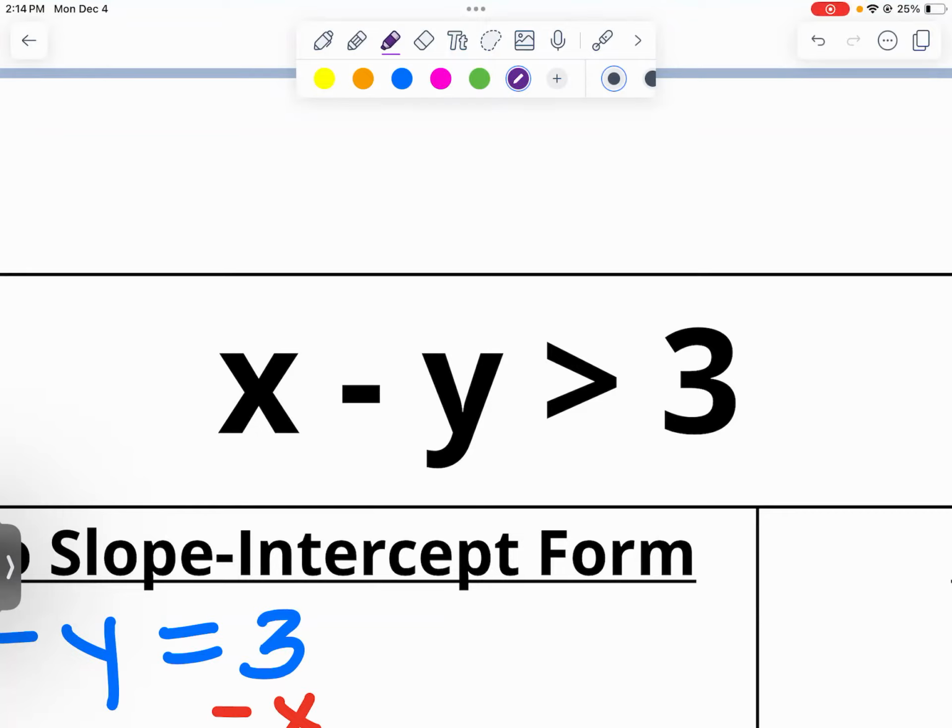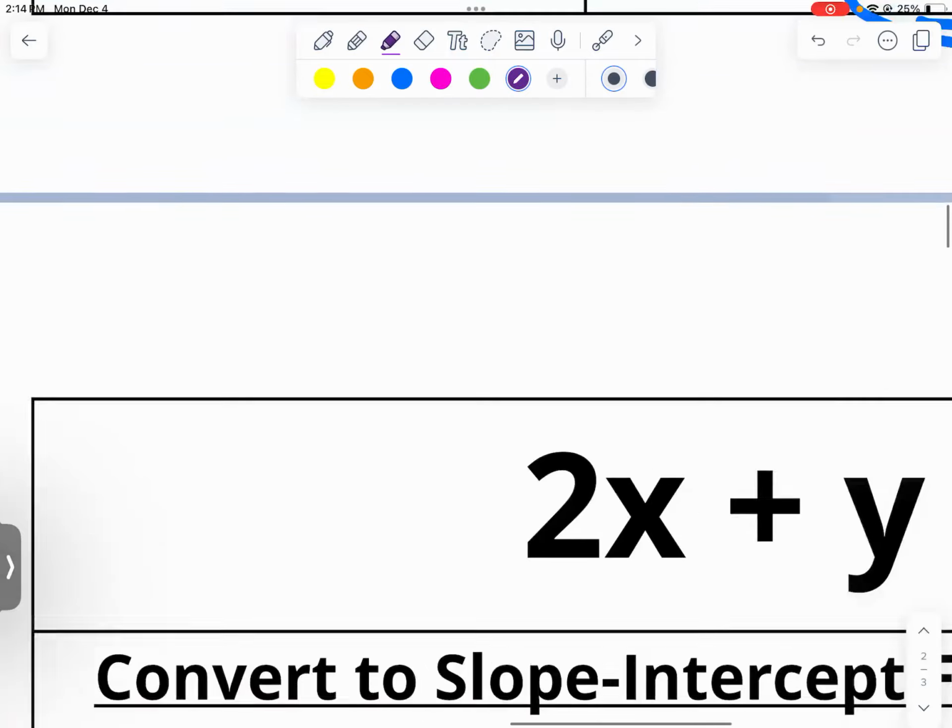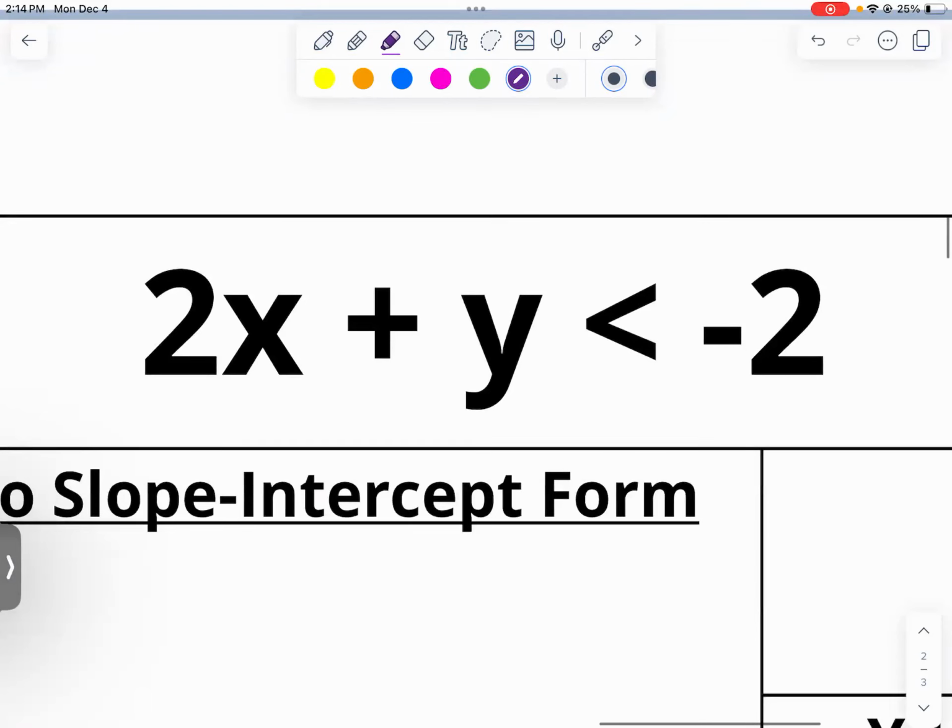Allison, I have a question for you. If we go to example 3, what kind of line are we going to have? We're going to have a broken line. I'm going to give you 2 minutes for you and your elbow partner to work through example number 3: 2x plus y is less than -2.